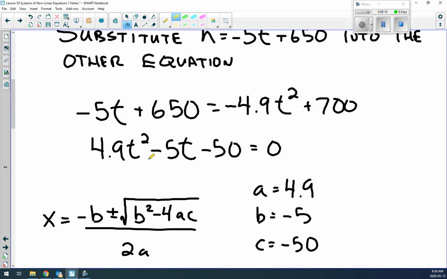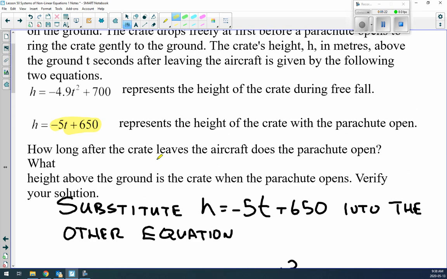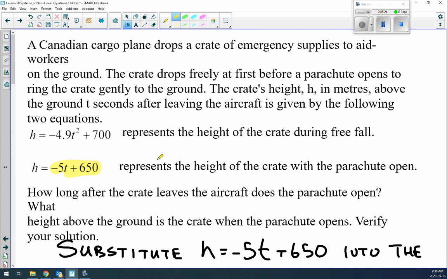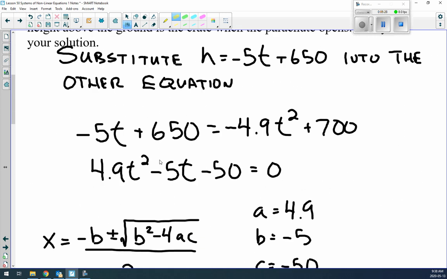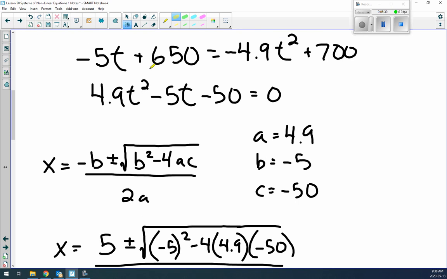Now, you got to realize right away, you got 4.9 in there. And in the original question, I think it says, no, it doesn't give anything about rounding or anything like that. But the dead giveaway is because it's 4.9t squared, you got to use the quadratic formula. There's no way you're going to be able to factor this. So we know a is 4.9, b is negative 5, c is negative 50.